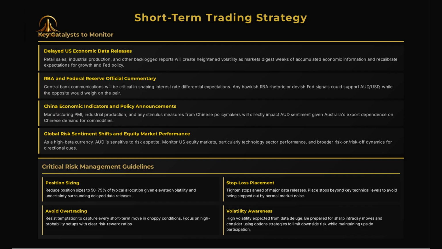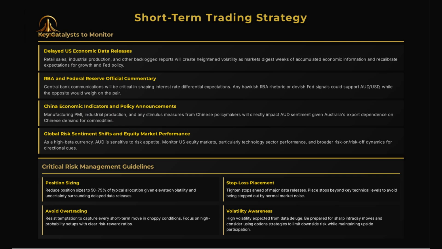China economic indicators, including manufacturing PMI and industrial production, will directly impact AUD sentiment given Australia's export dependence on Chinese demand. Global risk sentiment shifts and equity market performance should also be monitored closely, as AUD is a high beta currency sensitive to risk appetite.